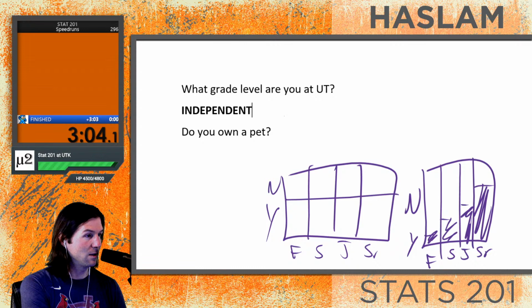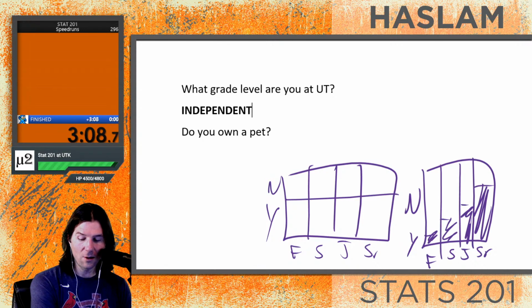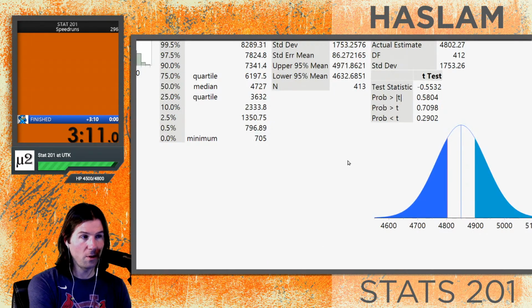Independent. So this is independent of this. And we can take a look at any sort of test we're doing. We're going to pull up a little bit of data right here. I'm going to get it. We'll go to the main screen.